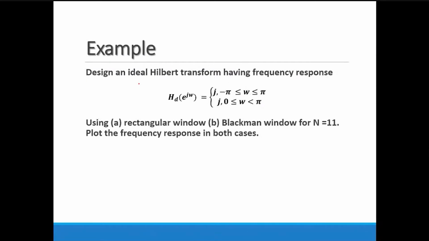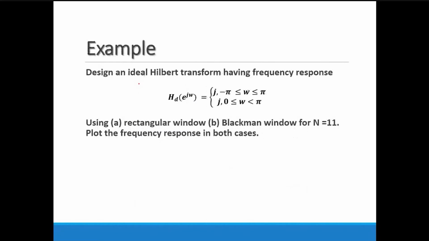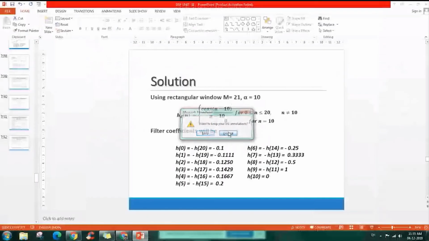I think here I have to correct something. Just a second. Okay. Here you add the minus here. For the first value, minus j from minus pi to pi.